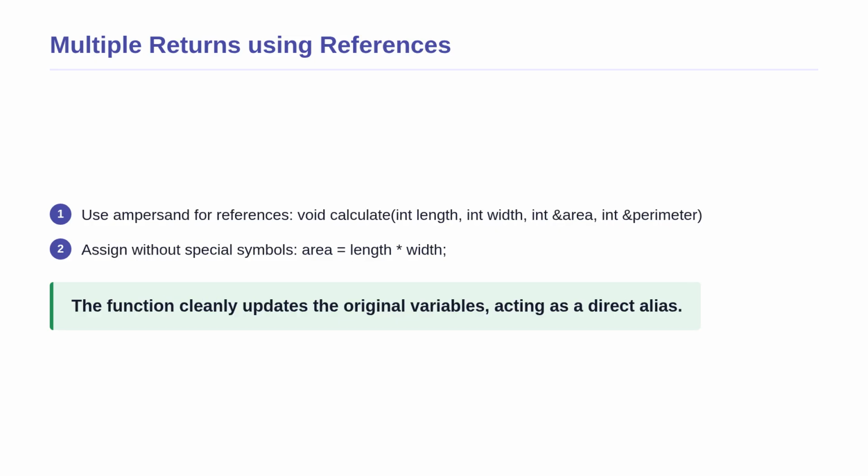Because pointers can be messy, C++ offers a much cleaner alternative called reference parameters. A reference acts as a direct alias or nickname for the original variable, completely hiding the memory addresses. We create a reference by using the ampersand symbol instead of an asterisk. Inside the function, you simply write area equals length times width without any special symbols. When the main program calls this function, it directly updates the original variables. This achieves the exact same goal of returning multiple values, but the code is significantly easier to read and write.